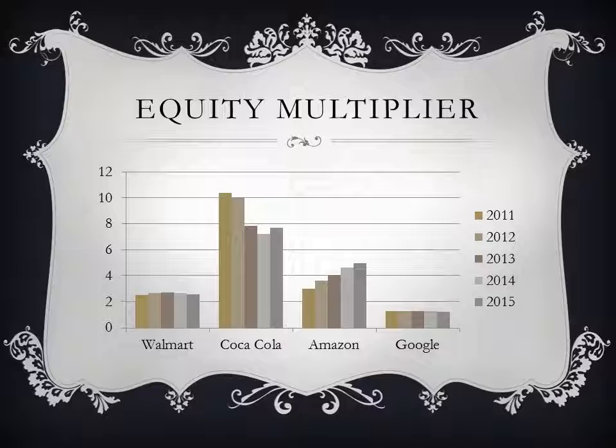The first leverage ratio is the equity multiplier, which is the measure of how much debt. By looking at the chart, we see that Coca-Cola's numbers are the highest, meaning that more of their assets were funded by debt than equity. Companies with a higher equity multiplier are more risky for investors. Google has the lower multiplier, which is always more favorable.